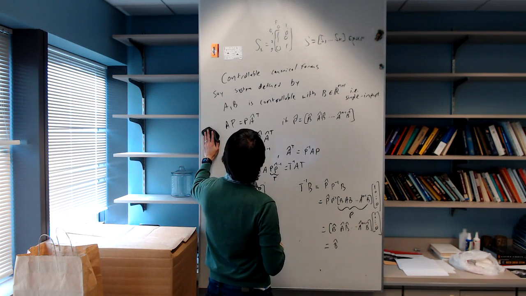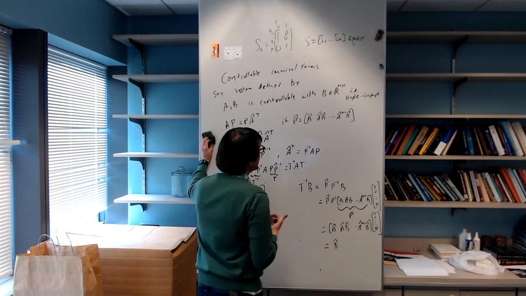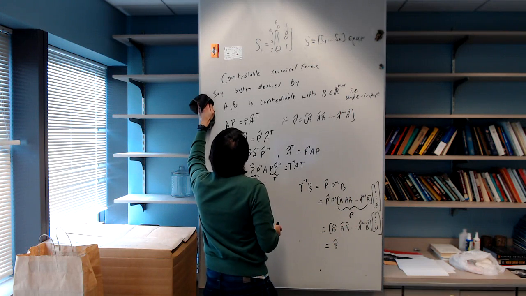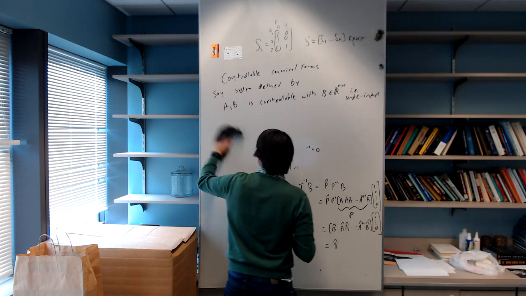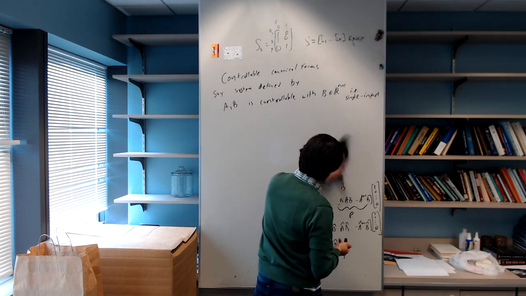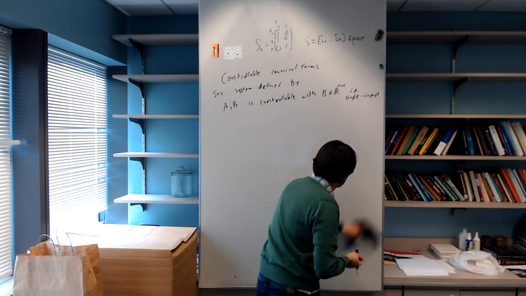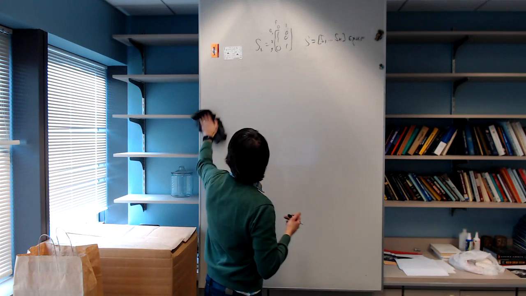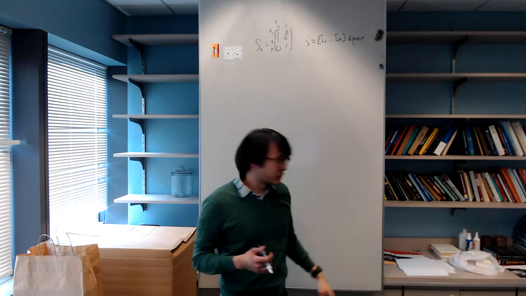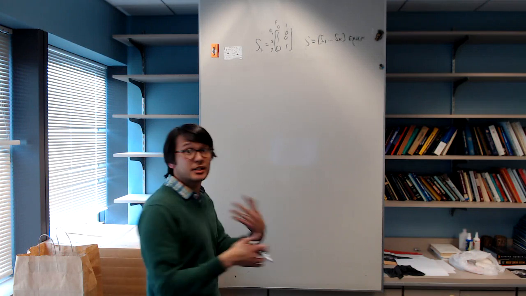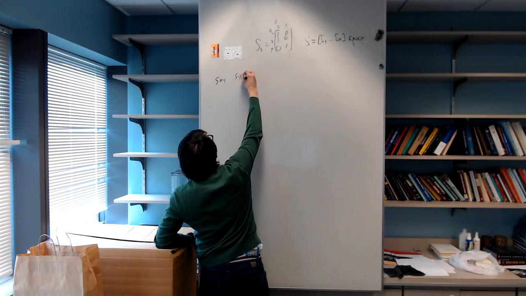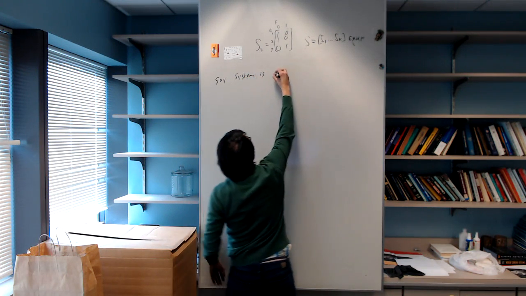So the last two things that I want to talk about are what happens if a system is not controllable. We're going to decompose this. This is going to be another decomposition of the system. So say the system is not controllable.